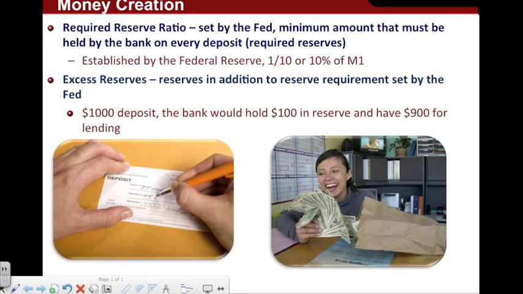To give you an example of how this would work, let's say we had a $1,000 deposit in a bank. The bank would be mandated to hold $100 in reserve, and so that would be to protect against runs or other demands on money from depositors. They would have an additional $900 left over for lending. So they'd have $100 in required reserves, $900 in excess reserves, and they could, of course, loan that money.